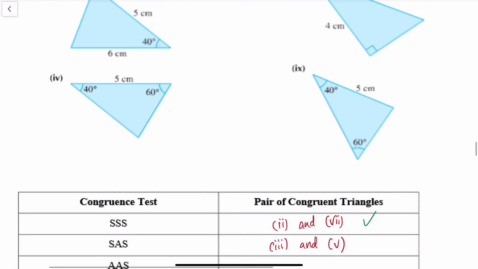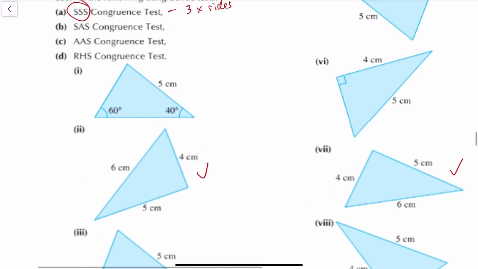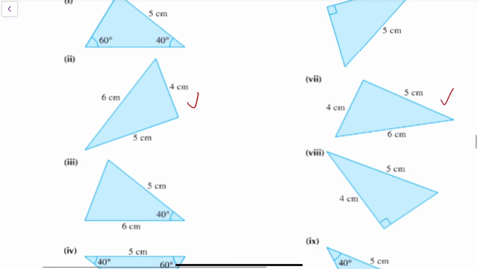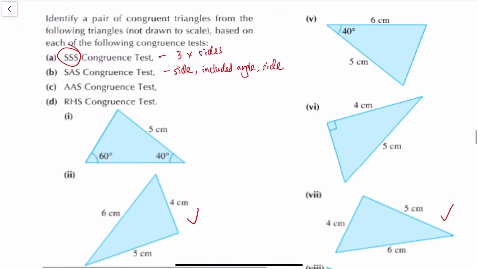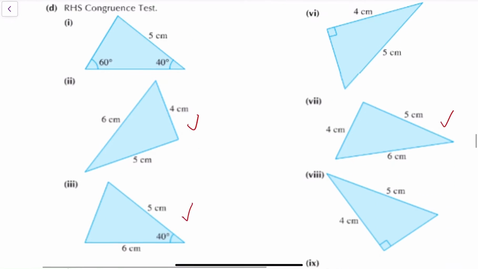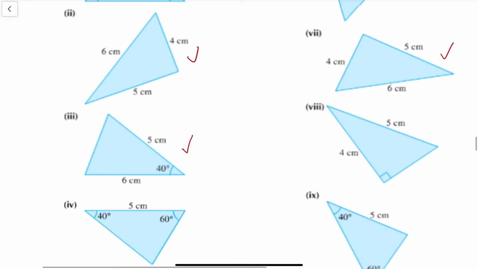Second one, SAS test. SAS test, I need to look for a side, included angle, then a side. Okay, the angle must be in between them. So I only have this, and the fifth one, this, because this angle 40 is in between them. The rest don't have. Okay, 2 sides and an angle in between them.